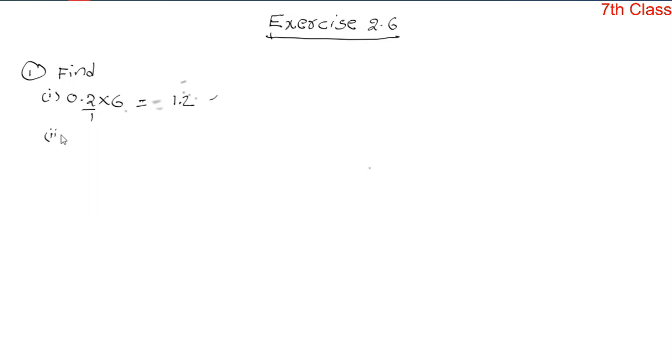Let me do the second problem. 2.71 into 5. How many digits are there in the decimal part? The procedure is the same. Count, 2 digits are there. Now multiply them as whole numbers. 271 into 5. 5 ones are 5. 5 sevens are 35. 3 is there. 5 twos are 10 plus 3, 13. So 1355. Now in the decimal part, how many digits are there? 1, 2. So count 2 digits from the right hand side.